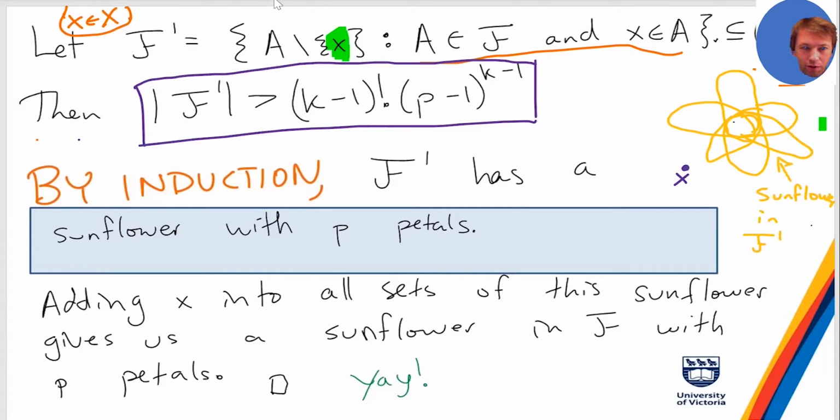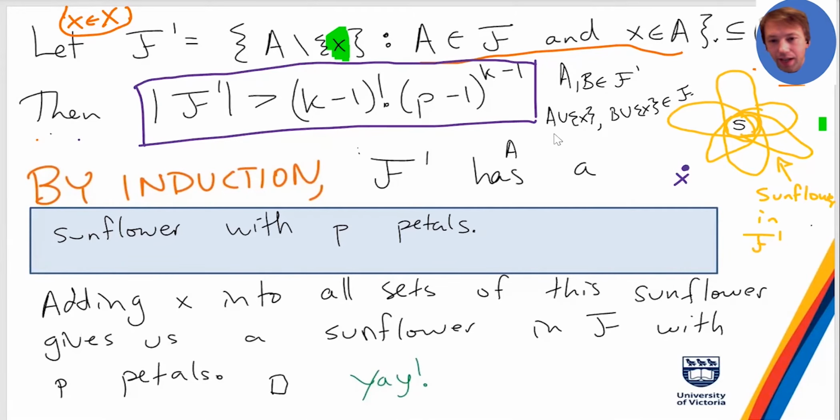Suppose I call the core S, because I'm not that inventive. Maybe I should call it C for core, but oh well. What I know is that all the sets in the sunflower have the same intersection. Their intersection is always S. Now every set in F prime corresponds to a set in F, right? It's a set in F that has the element x. So if I take A and B in F prime, then I know that A union x and B union x are in F by definition. And their intersection is the same as the intersection of A and B, except it has the element x.